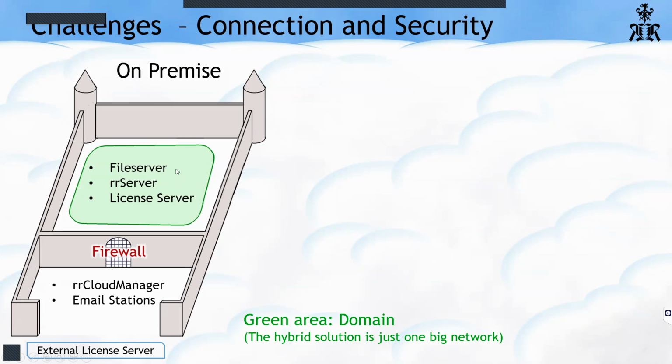So, the typical security: if your company is restricted, then you have your main work area with the file server, render server, and license server. Then you have a firewall, if at all, or just no connection. And in this area, you have the email stations and the cloud manager, and they are free to connect to the internet.